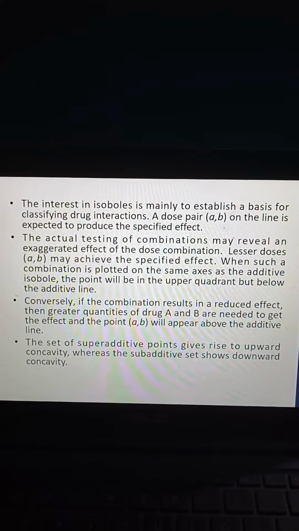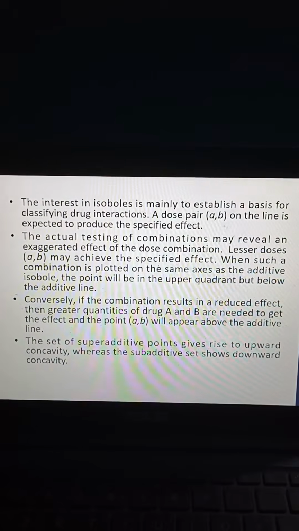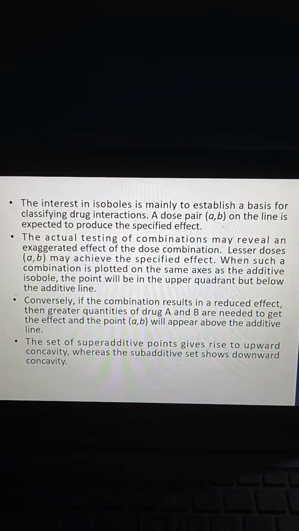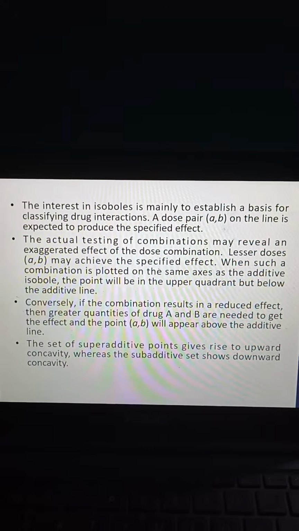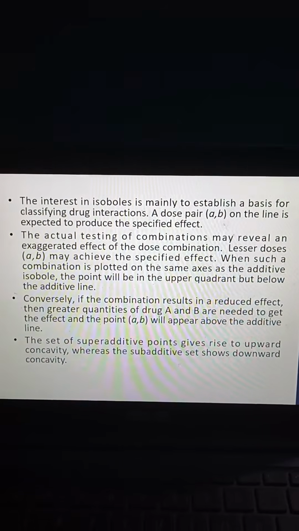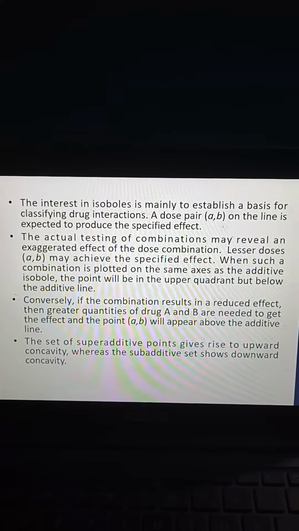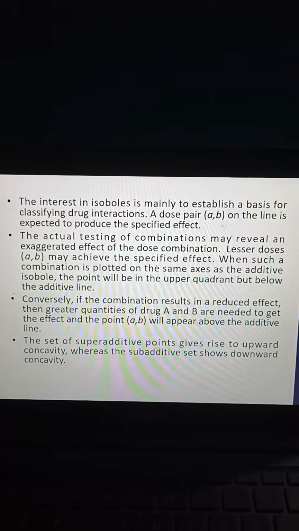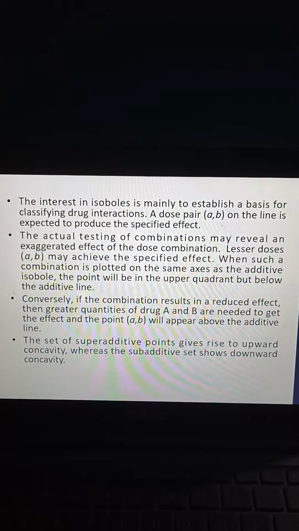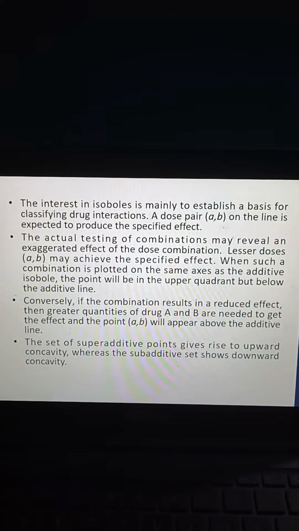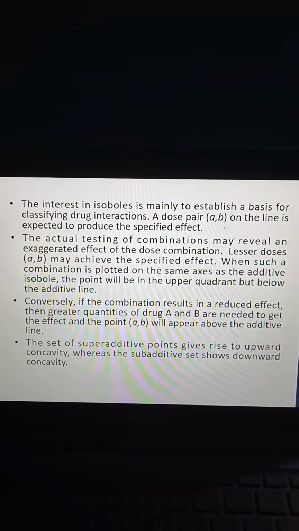A dose pair AB on the line is expected to produce the specified effect. The actual testing of combinations may reveal an exaggerated effect of the dose combination. Lesser doses AB may achieve the specified effect. When such a combination is plotted on the same axis as the additive isobol, the point will be in the lower quadrant but below the additive line.